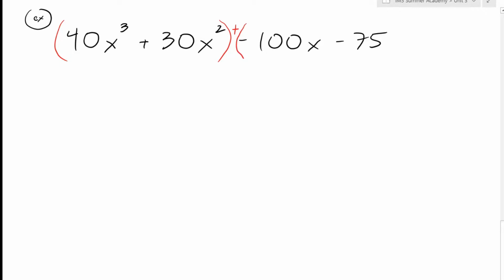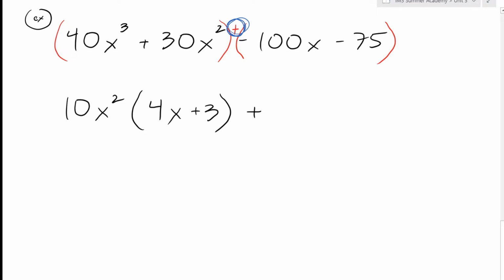So I'm going to group that negative sign with the 100. So if there's a negative, group it with the number, put a plus sign in between. I always want it to be a plus sign. It just works out a lot better for us. Let's go ahead and factor. So from the first piece, 40 and 30, what comes out is a 10. I can take out an x squared.